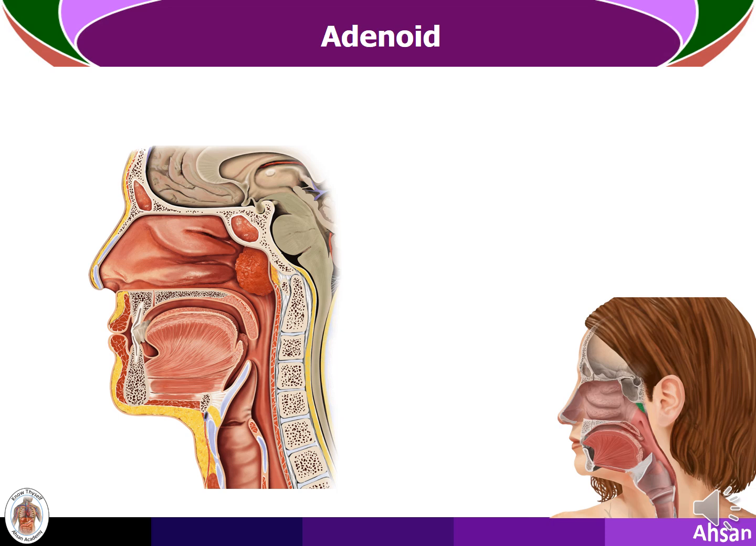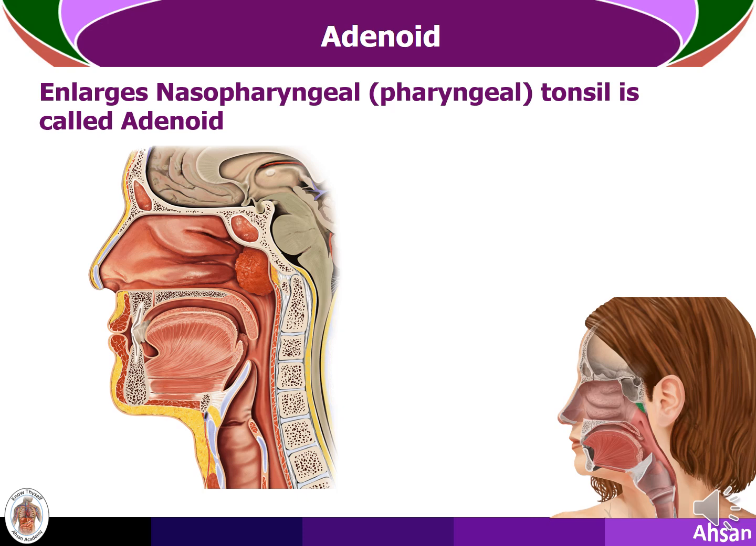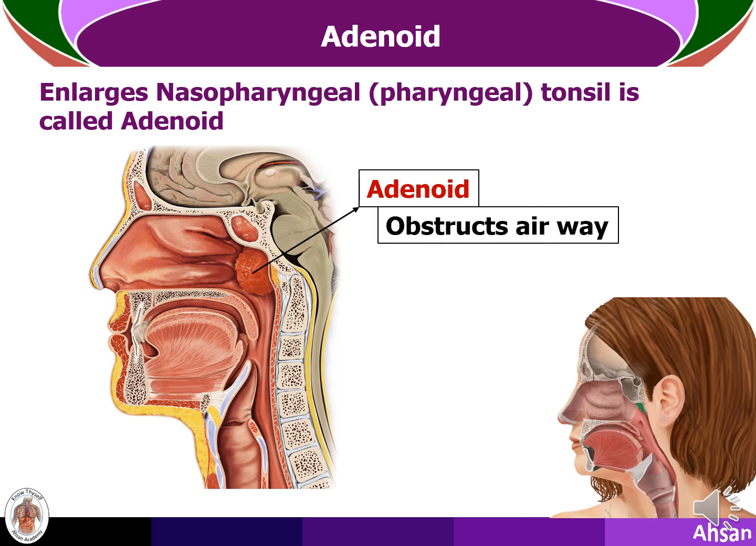One clinically significant structure is the adenoid. This is actually the nasopharyngeal tonsil which is enlarged because of some immunological reaction. So this enlarged nasopharyngeal tonsil is known as adenoid. This can obstruct the airway when it becomes very large and compel the person to breathe through the mouth. This creates some health problems, so it is a concern of the doctor.